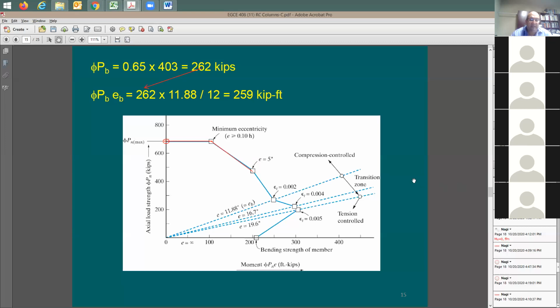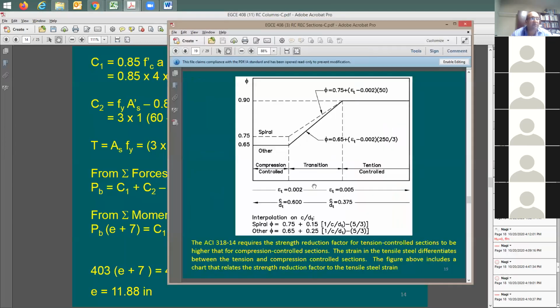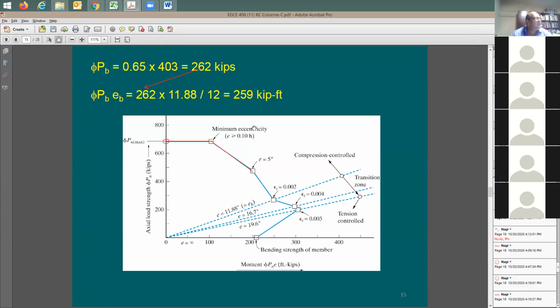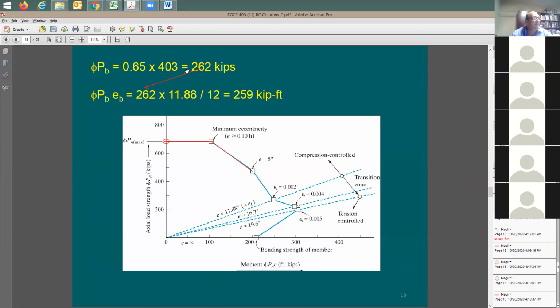Now, the last item that we discussed is going to be right at the compression controlled limit. What's the compression controlled limit again? I think it was 0.002 strain in the tension steel. So, okay, what happened with this? Let me look here. We said that axial load, this is going to be the balance point, the end of the transition zone. 262, and the moment, which is phi Pn times e, is going to be 259.